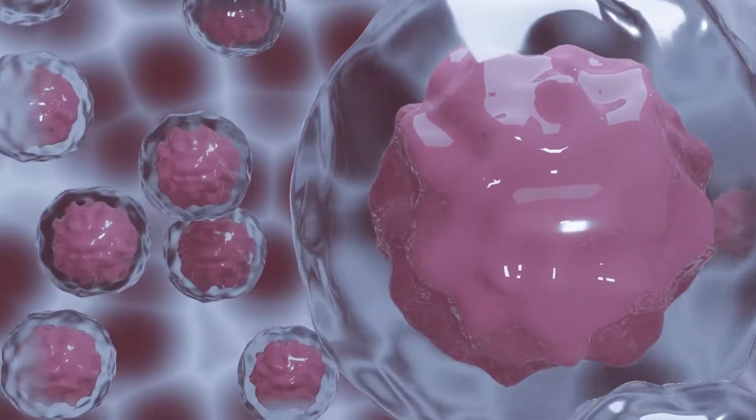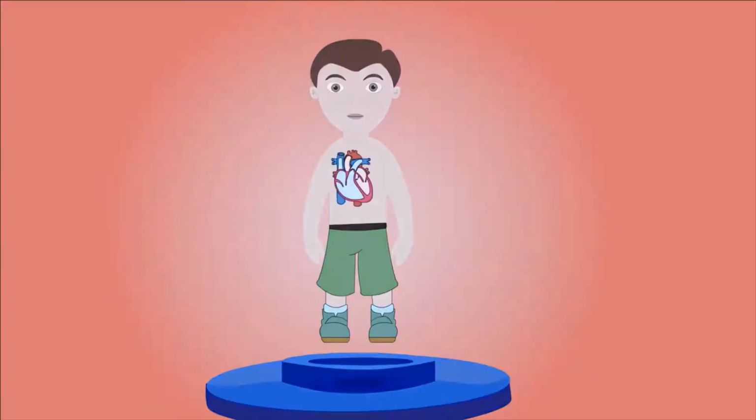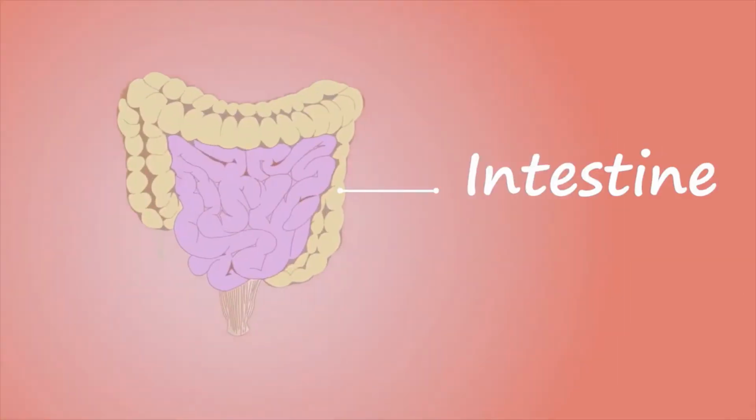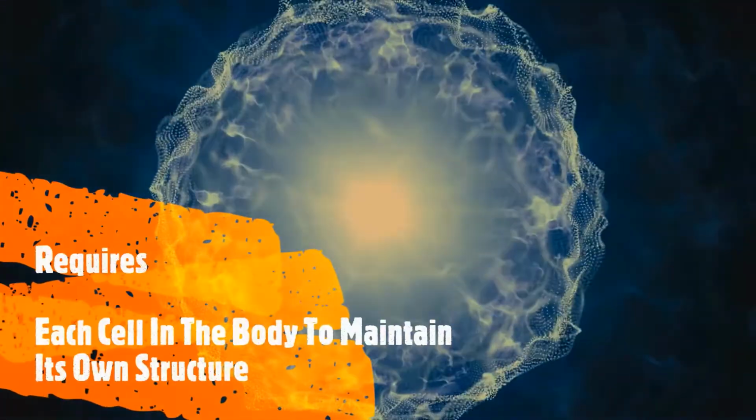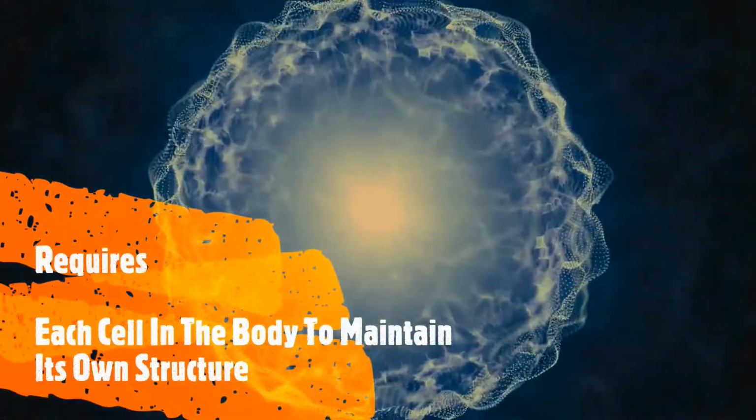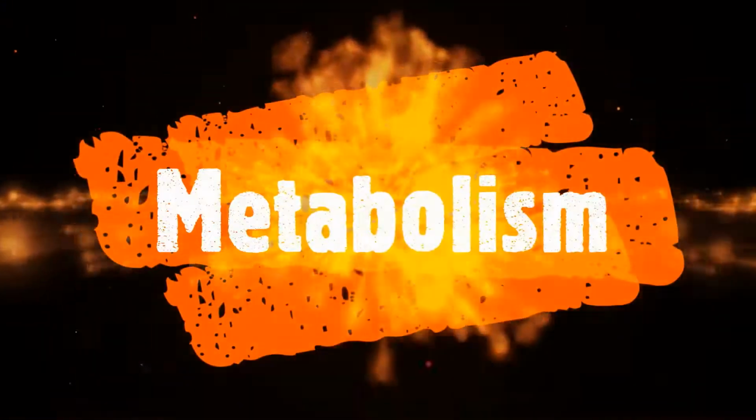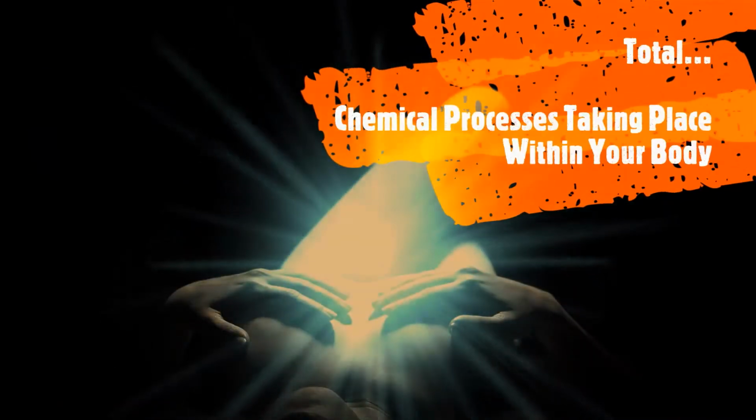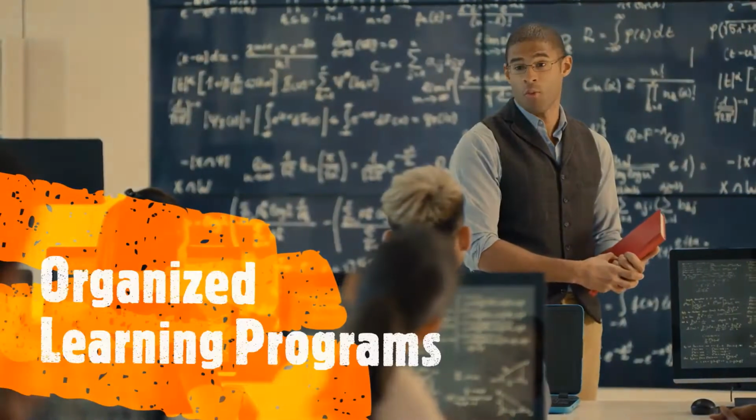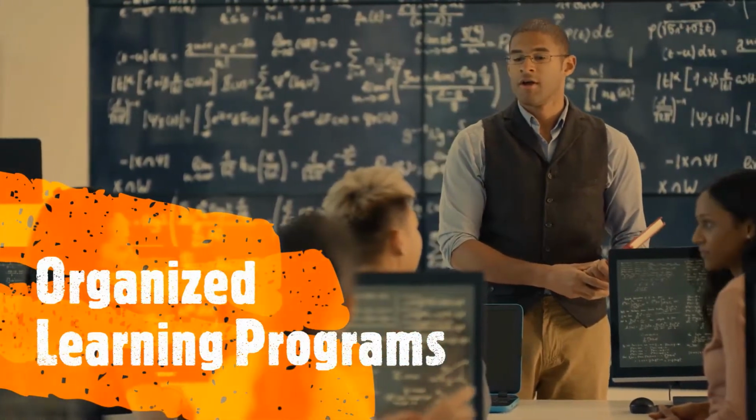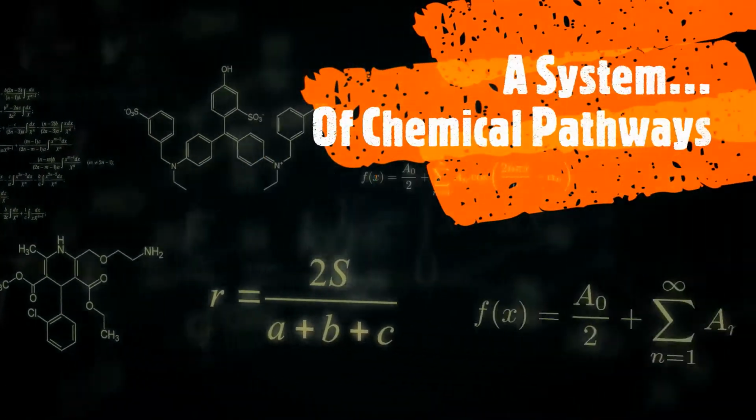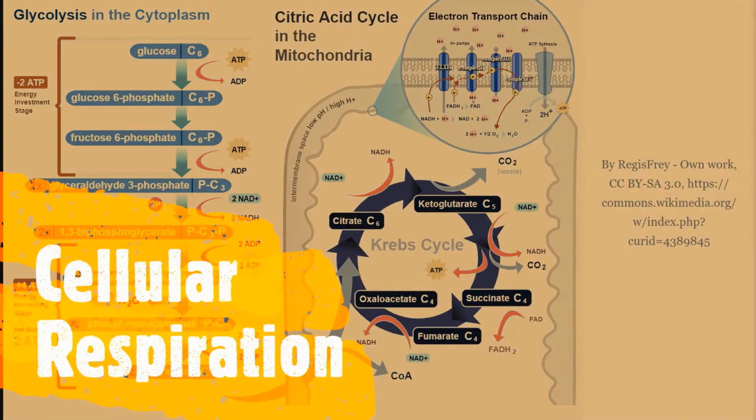With all the individualized cell structures that make up the tissues, that make up our organs, that make up the organ systems, that carry out our lives as we know them to be, literally requires each and every cell in our body to maintain its very own structure through what has come to be termed metabolism, the sum of all the chemical processes that go on continuously inside our bodies. For the organized learning programs, these biochemical processes have been arranged in a system of chemical pathways and the following reactions that have come to be termed cellular respiration.